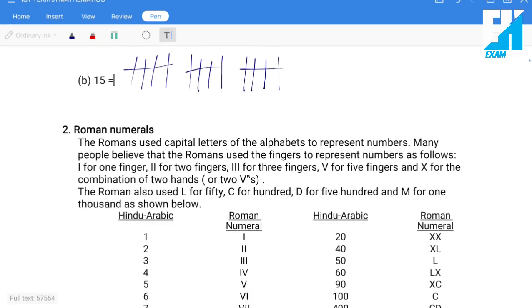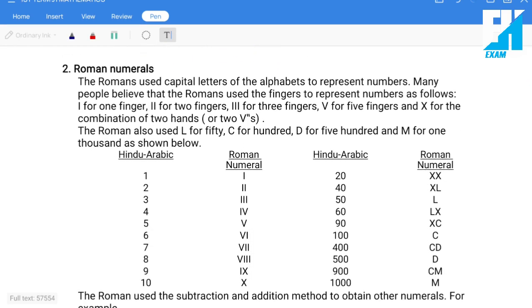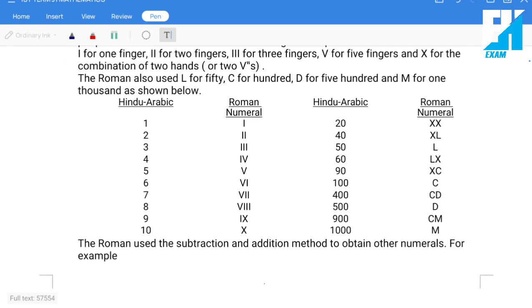Roman numerals use capital letters of the alphabet to represent numbers. Many people believe that the Romans used the fingers to represent numbers as follows: I for one finger, II for 2 fingers, III for 3 fingers, V for 5 fingers, and X for the combination of the 2 ends, which is V. The Romans also used L for 50, C for 100, D for 500, and M for 1000. Now look at this table as I've written down here.